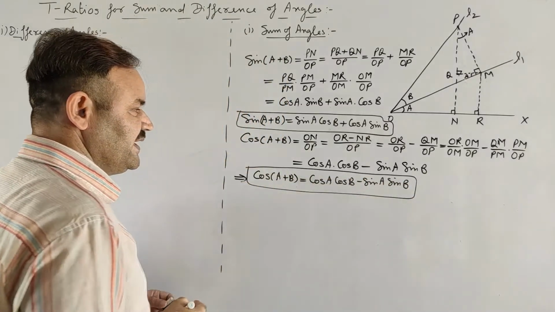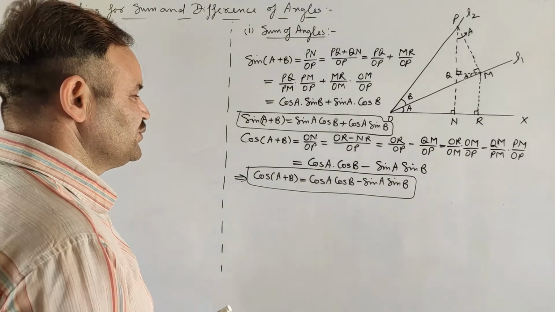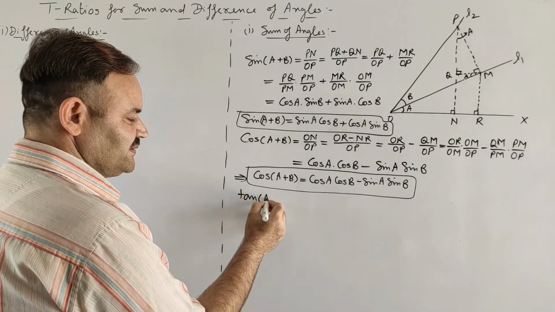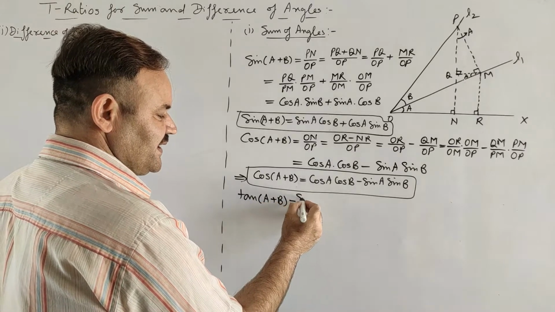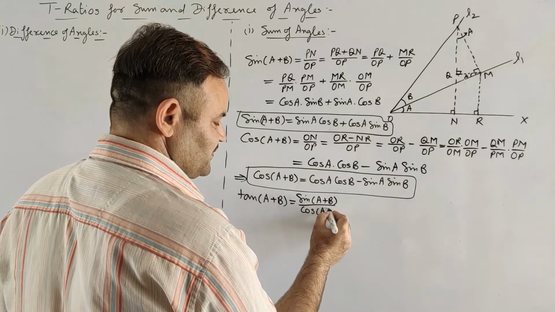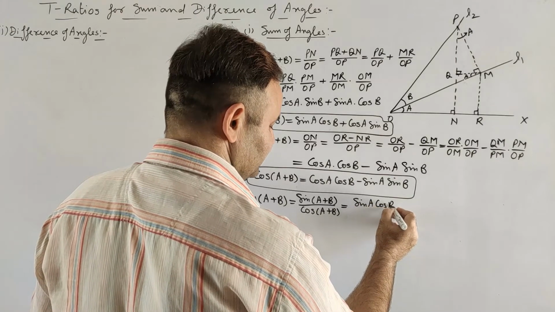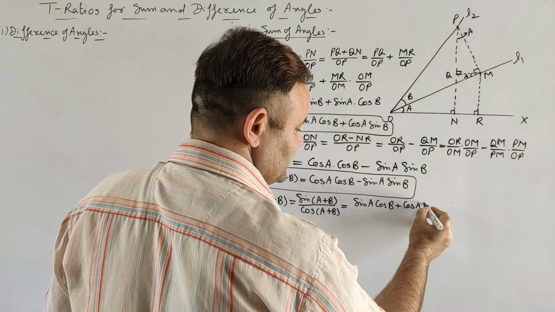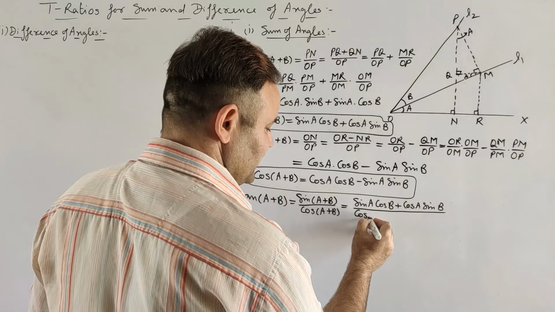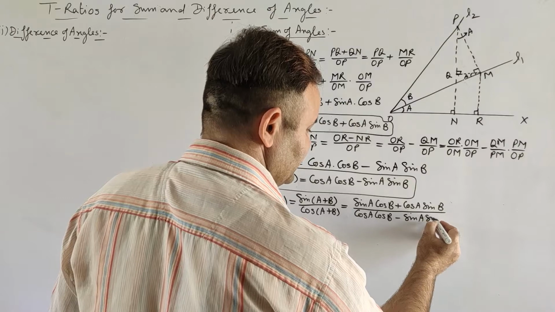Now we can find out tan A plus B, cot A plus B using these two relations. Say we want to find out tan A plus B, then tan A plus B will be sin A plus B upon cos A plus B. This will be sin A cos B plus cos A sin B upon cos A cos B minus sin A sin B.